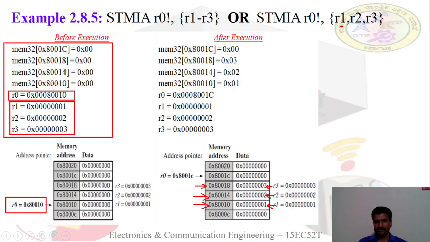So here 3 register values are stored to memory locations. After the store, what will happen? Again it will increment by 4, but it won't store any value from a register, as all 3 register values are already stored. So this is the ending address. This address will be updated to R0 because of the exclamation symbol.